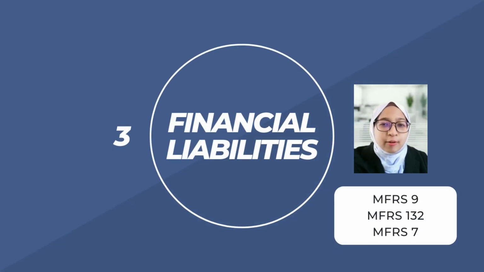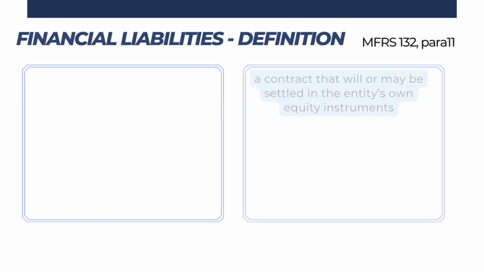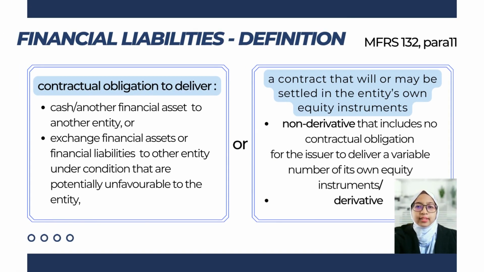I am Izani and we will go further into financial liability by referring to the standards MFRS 9 for financial instruments, used with MFRS 132 and 7. By the definition, a financial liability arises when we have a contractual obligation to deliver cash or financial assets to another entity, or to exchange financial assets or financial liabilities with another entity under conditions that are potentially unfavorable to the entity, or a contract that will or may be settled in the entity's own equity instruments, using non-derivative or derivative instruments.